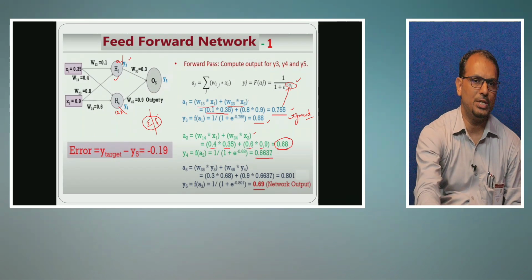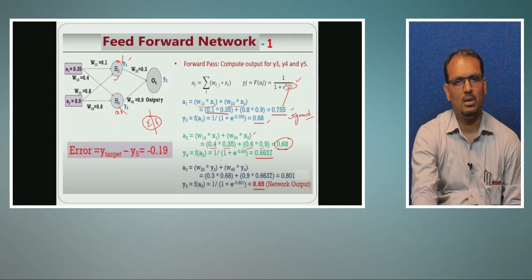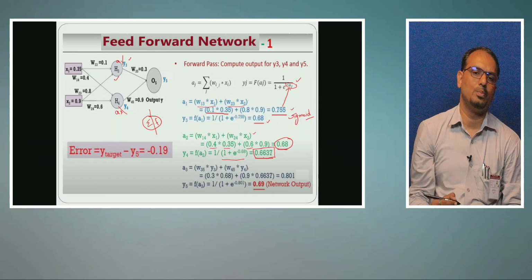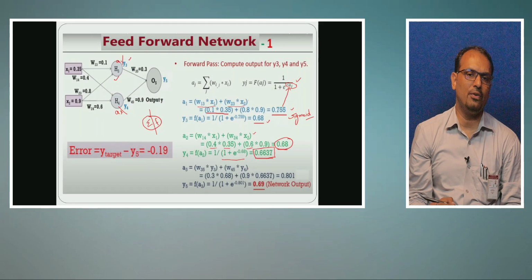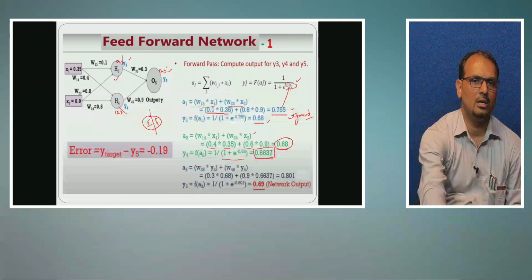Once you know this summation value, again we apply the activation function, the sigmoid function, the same formula we have. When you apply it here, you will get 0.6637. So we got y3, y4. In the same way we will calculate for y5, which I am going to consider as a3.